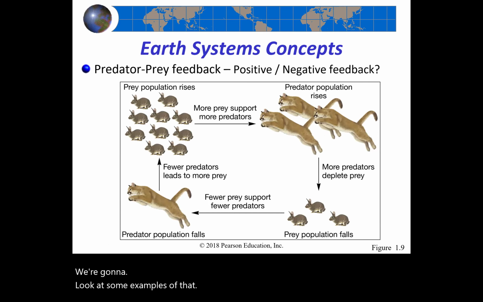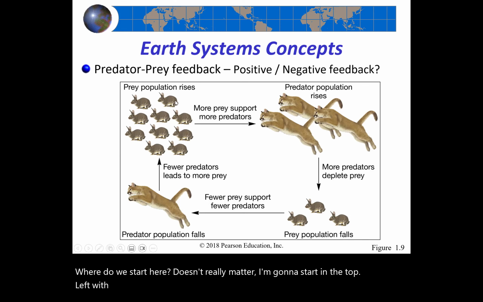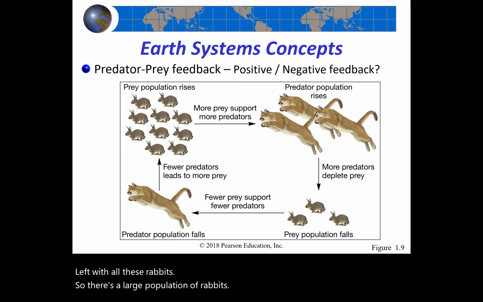Predator-prey feedback is a good example of a feedback loop, but I'm going to ask you, is it positive or negative feedback? So where do we start here? Doesn't really matter. I'm going to start in the top left with all these rabbits. So there's a large population of rabbits in some hypothetical place.